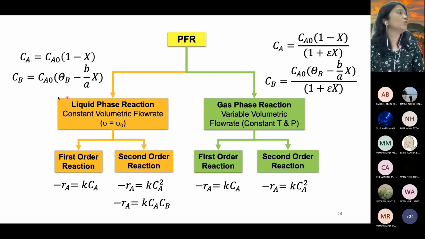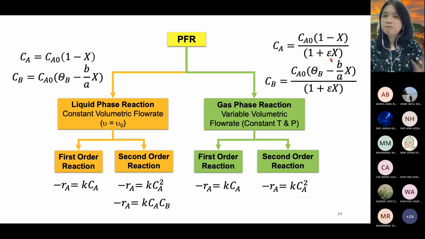So kamu dah belajar dalam chapter 3, if liquid phase, concentration of your reactant A is equal to CA0(1 - X). Concentration of B is CA0(ΘB - (b/a)X). Okay, so that's for liquid phase. Kalau gas phase, you have already learned the concentration will be expressed as CA = CA0(1 - X) over (1 + εX). Perbezaan dia sekarang, dia ada pembawah dia 1 plus epsilon X.